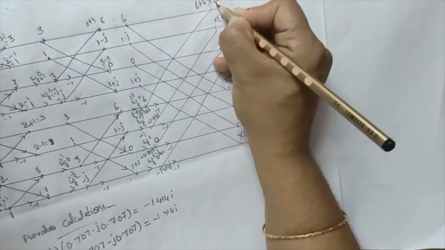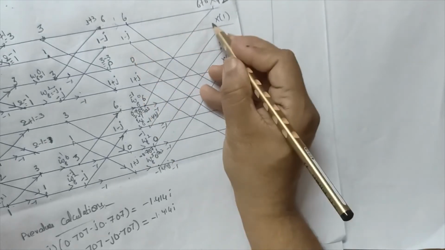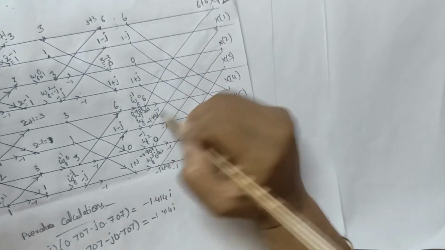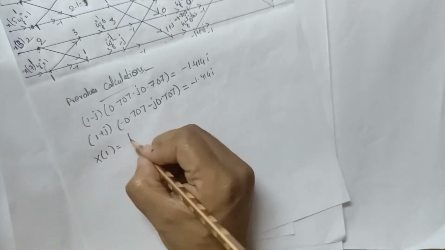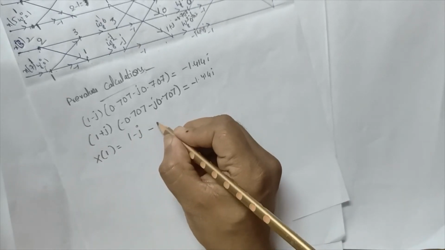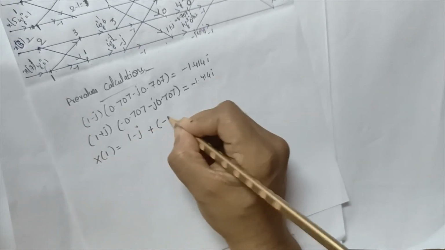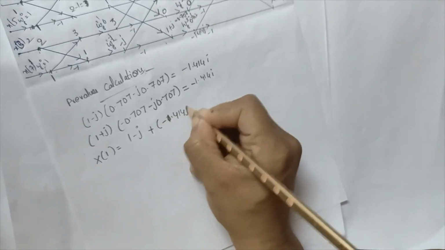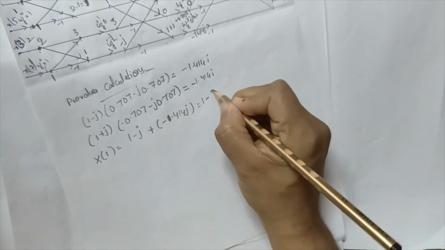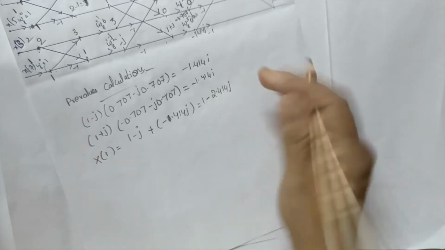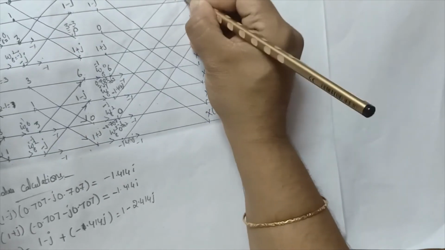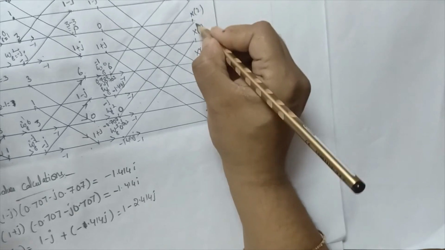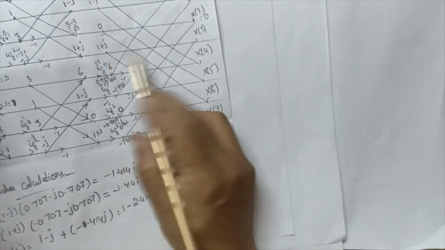So x of 0 is 6 plus 6, 12. X of 1 is 1 minus j minus 1.414. If you want, you can write like this. X of 1 is equal to 1 minus j plus minus 1.414j. So this will be 1 minus 2.414j. X of 1 value will be 1 minus 2.414j. And x of 2 value will be 0 because this is also 0 and this is also 0.